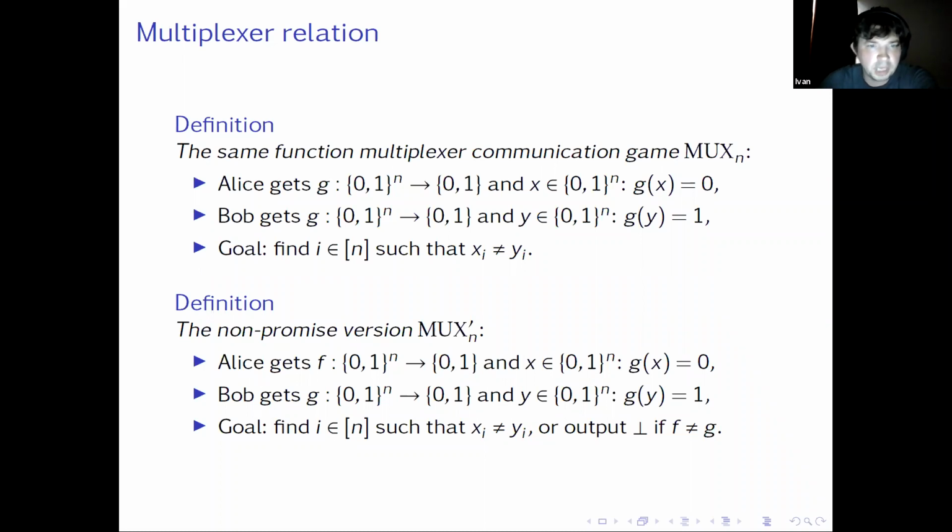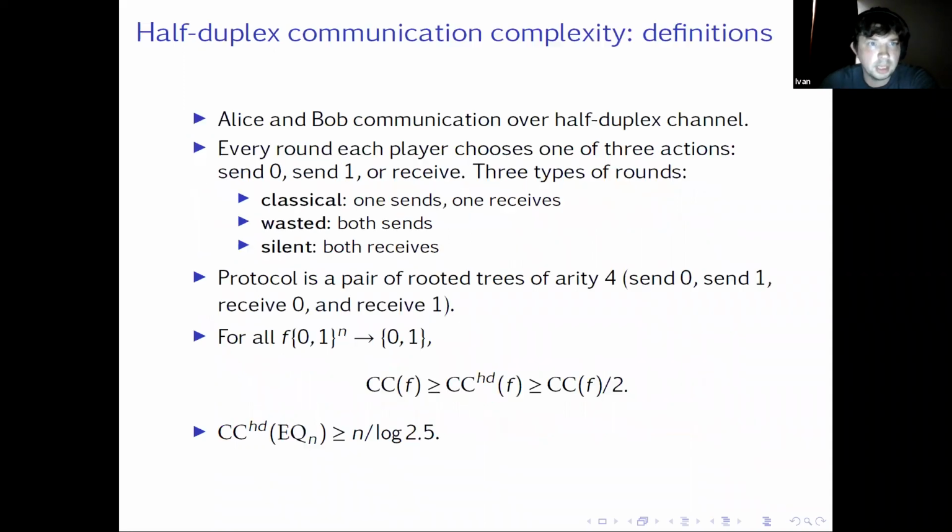So to do that, we did something horrible, and we introduced what we called a half duplex communication complexity. And again, the only reason why it is here is to get around that particular roadblock of how to extract a hard function from a multiplexer relation. So we have this model, Alice and Bob, they communicate over a half duplex channel.